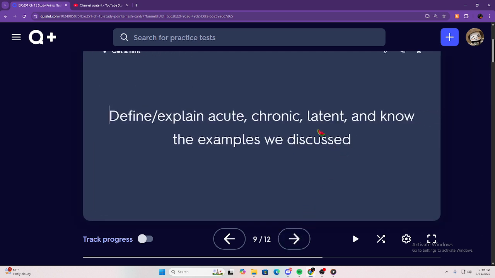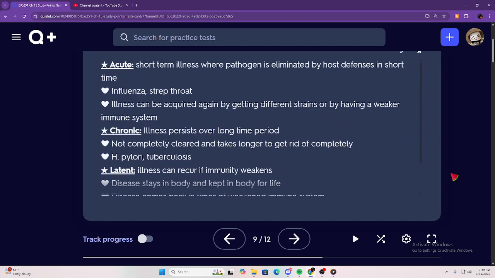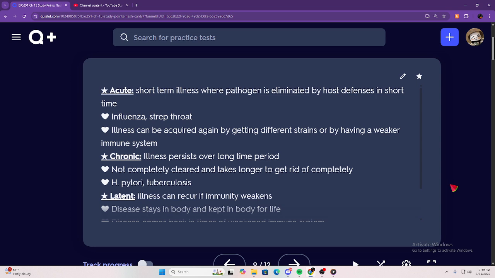Define, explain acute, chronic, latent, and know the examples we discuss. Acute illness is a short-term illness where the pathogen is eliminated by host defenses in a short time. So think about strep throat, the flu. And illness can be acquired again, because we get different strains or have a weaker immune system. That's why every single year they say get your flu shots, because there are always different strains of the flu that you can get.